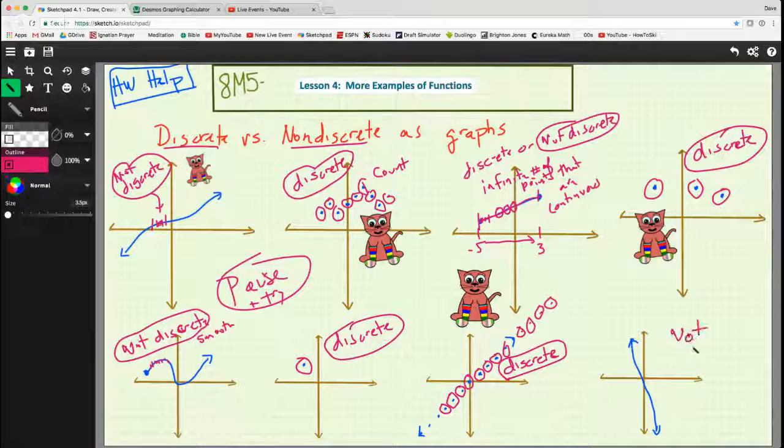I gave you an easy one at the end. This last one's clearly not discrete because it's a nice smooth curve.